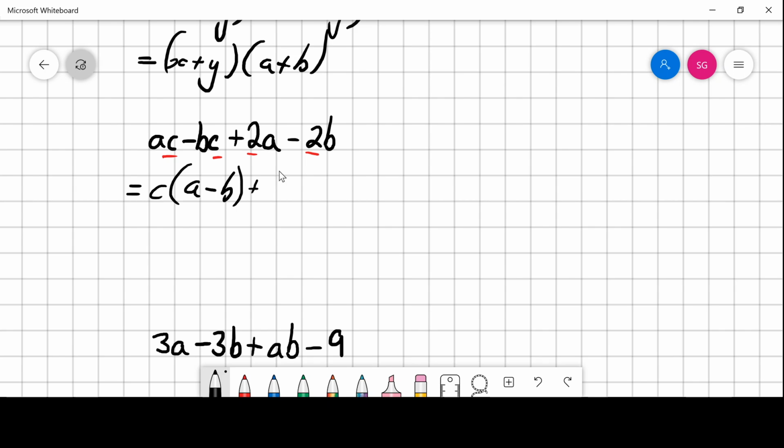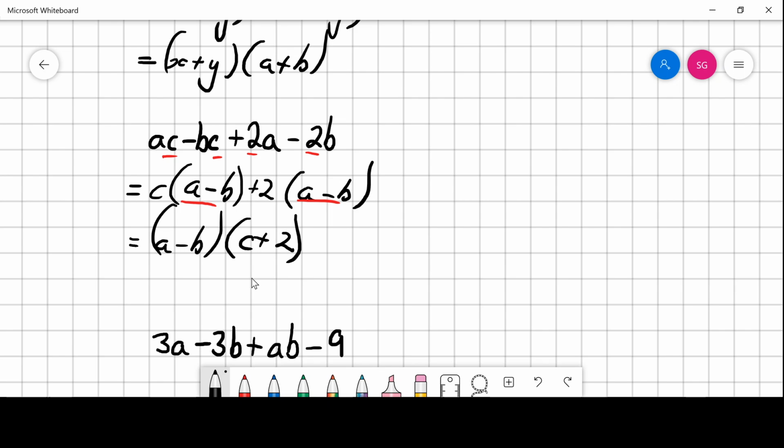And then 2 by a minus b. Sweet, we've gotten the same common factor. So we can just group that off again. So it's going to be a minus b by c plus 2. And now I'm going to look at one final case.